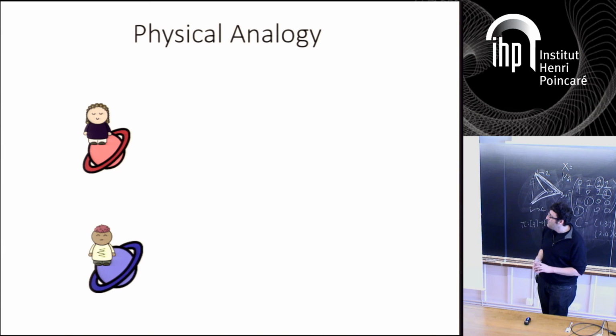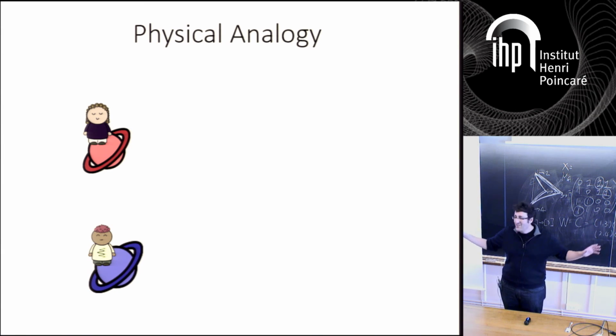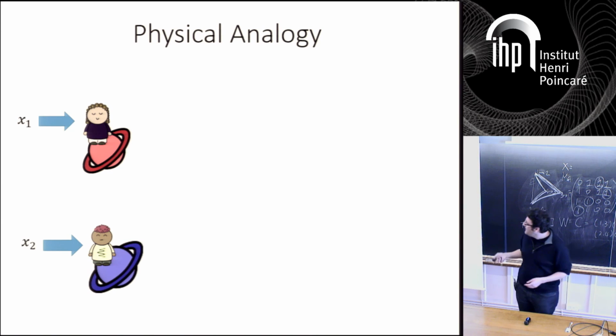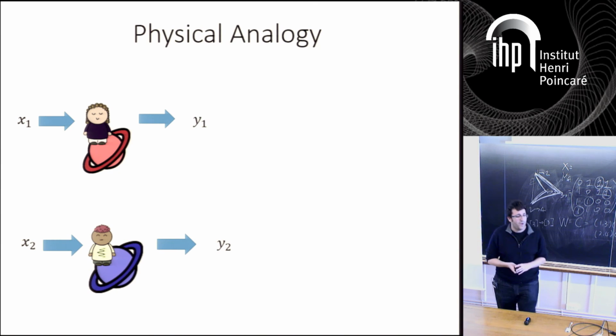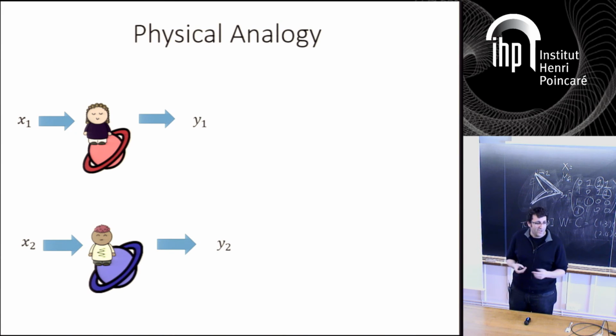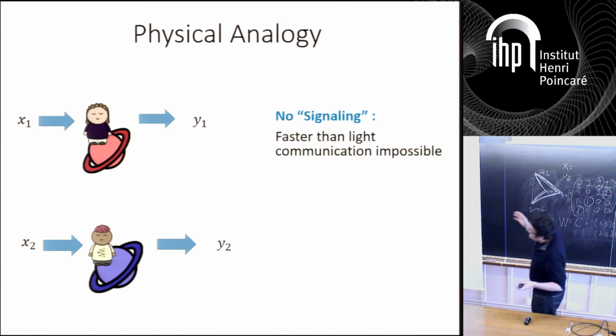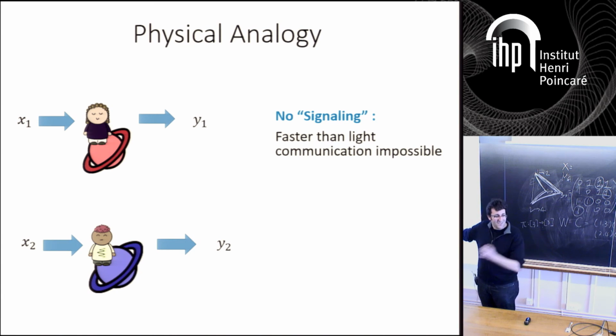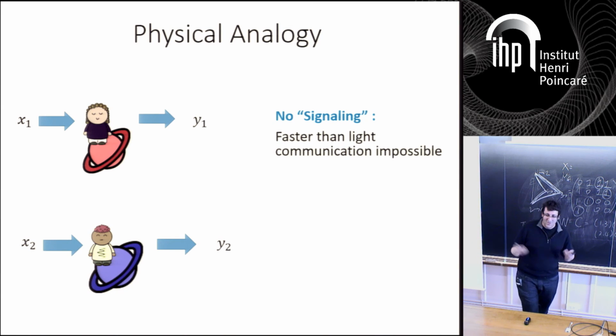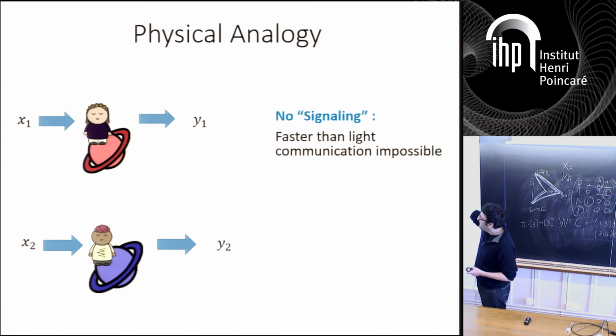So here's a physical analogy. Imagine you have two people standing on different planets, light years apart. They can't talk to each other. They don't have the time. They get inputs x1 and x2 at roughly the same time, and they have to give some outputs y1 and y2. Again, you can ask what kind of relationships between y1, y2, and x1, x2 they can achieve. In this case, this has nothing to do with encryption. This is a physical scenario. But if you believe that faster than light communication is impossible, which is one of the properties of the physical world we believe in, you cannot do signaling strategies. So y2 cannot depend on x1, and y1 cannot depend on x2.